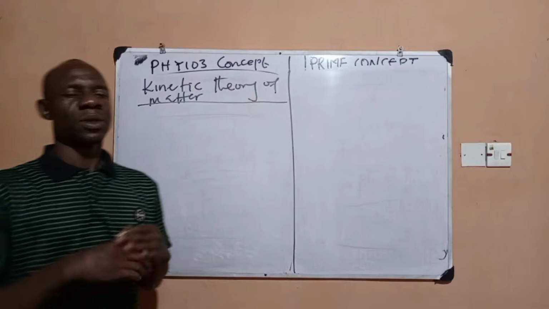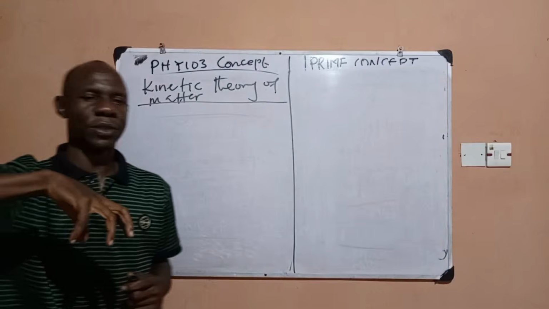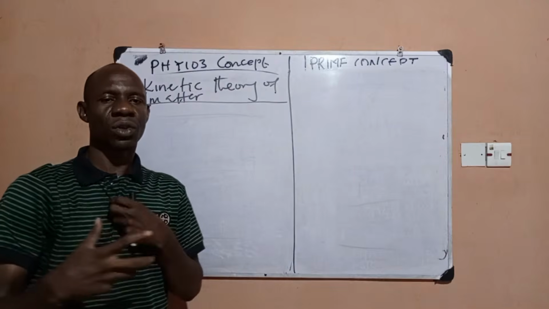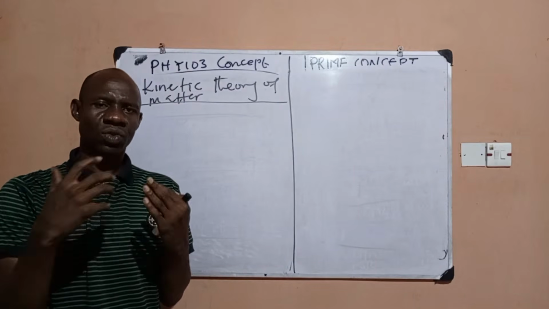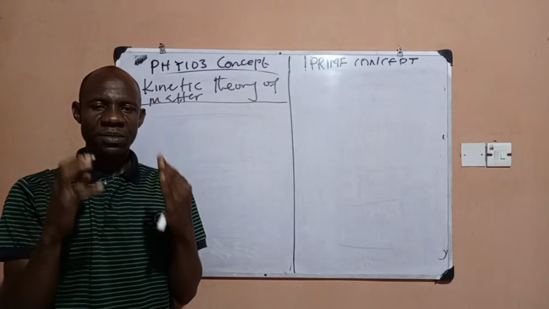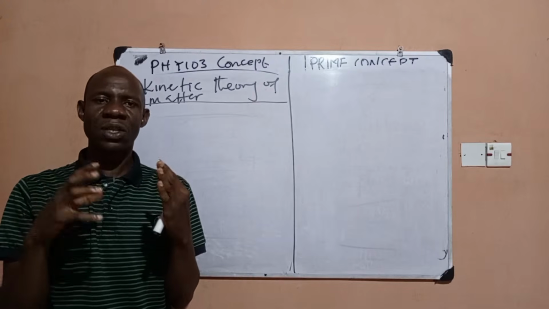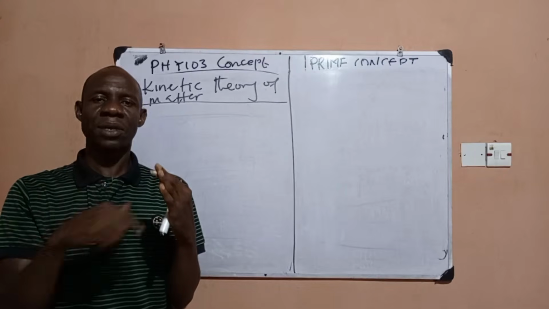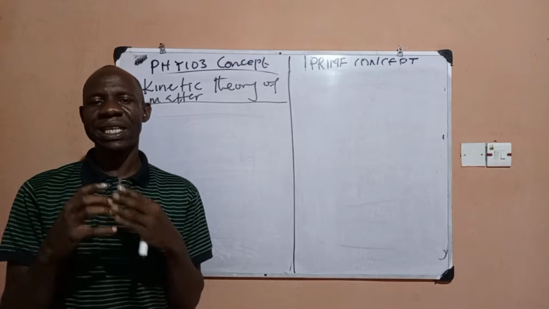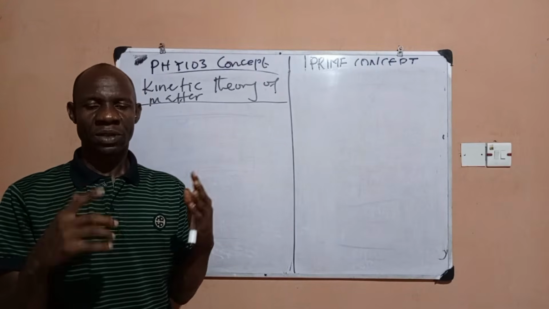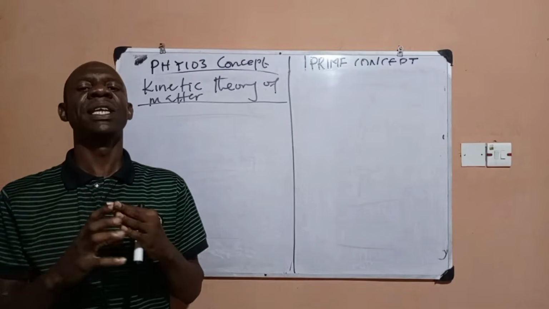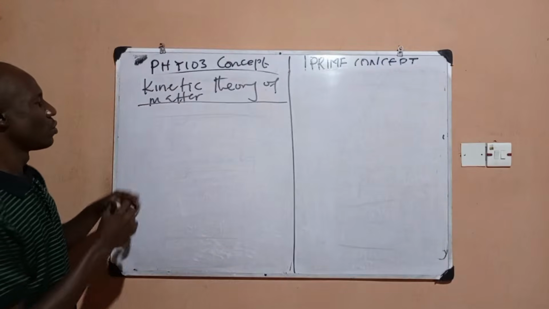So now we want to look at kinetic theory of matter. Kinetic theory is a theory that helps us to study how the particles of matter move. A solid is made up of so many particles. A gas is made of so many particles. A liquid is made of so many particles. Now, the particles in a liquid, how are they moving? With what velocities are they moving? So we want to look at how matter behaves.